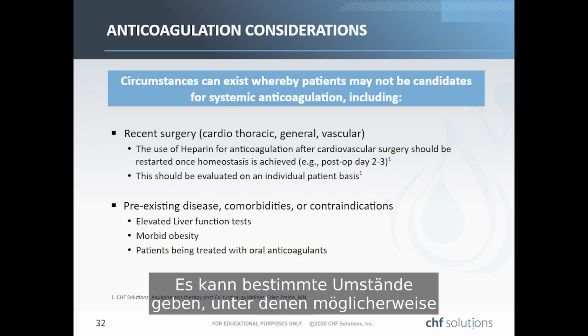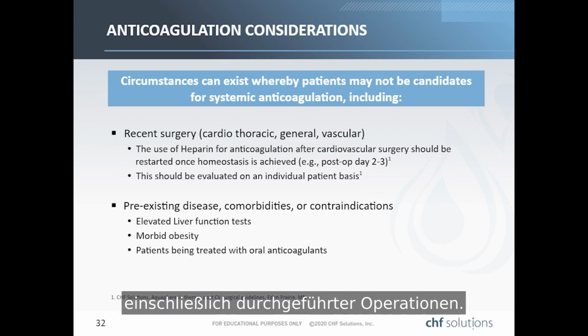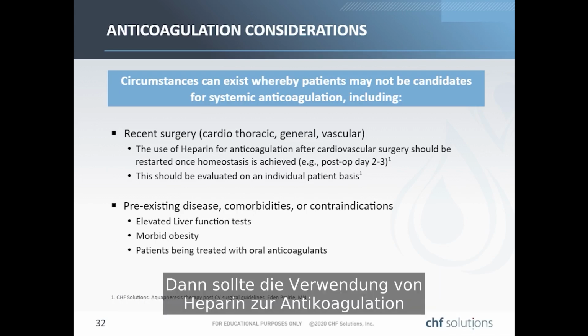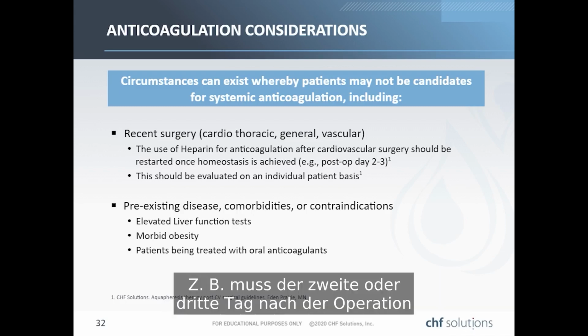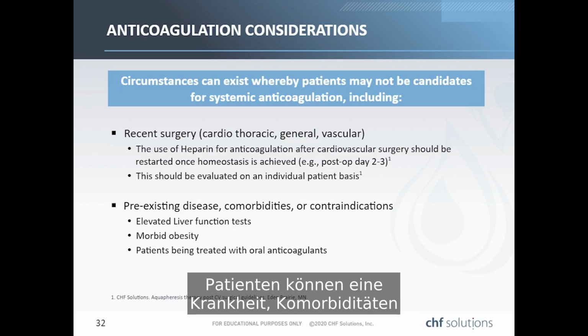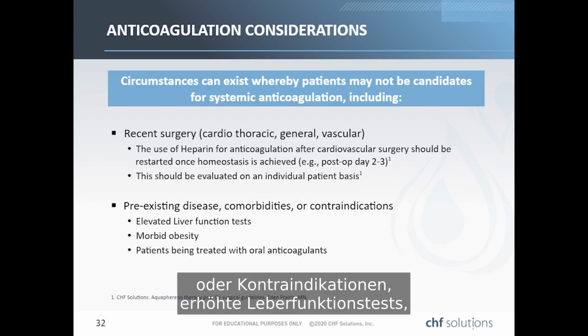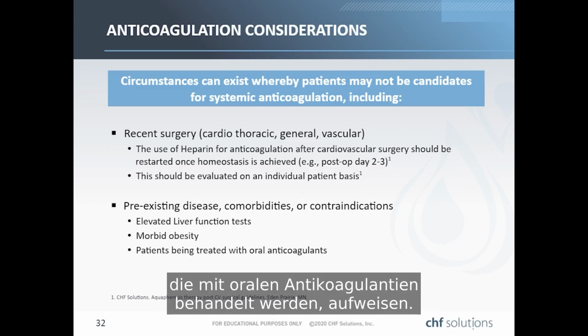There may be certain circumstances where patients may not be candidates for systemic anticoagulation, including recent surgery, such as cardiothoracic surgery. In this case, the use of heparin for anticoagulation should be restarted once hemostasis has been achieved, for example, post-op day 2 or 3. This should be evaluated on an individual patient basis. Patients may have pre-existing disease, comorbidities, or contraindications, elevated liver function tests, morbid obesity, or patients being treated with oral anticoagulants.